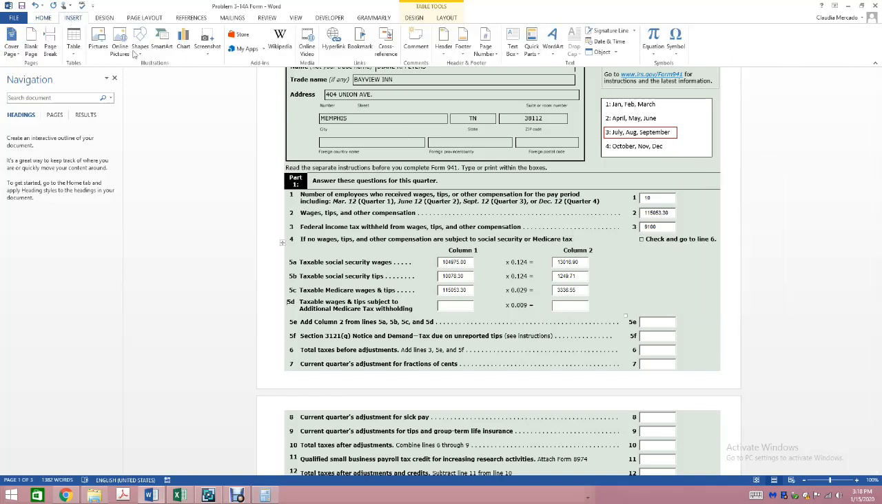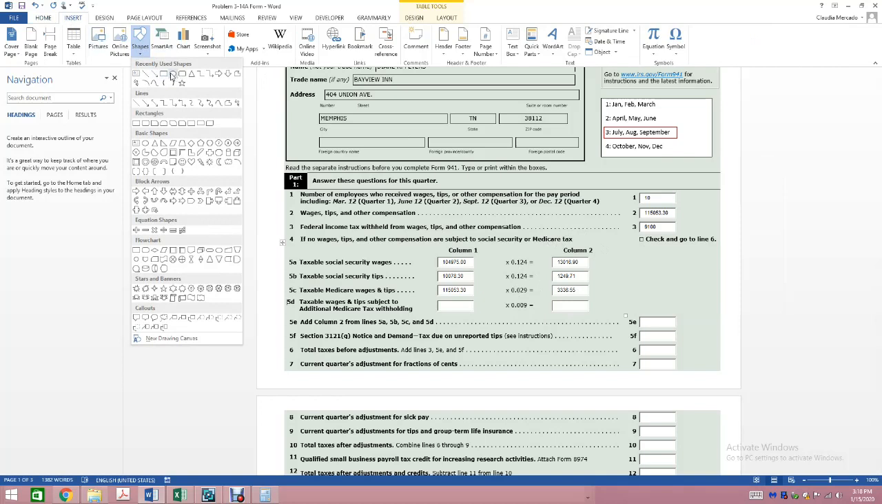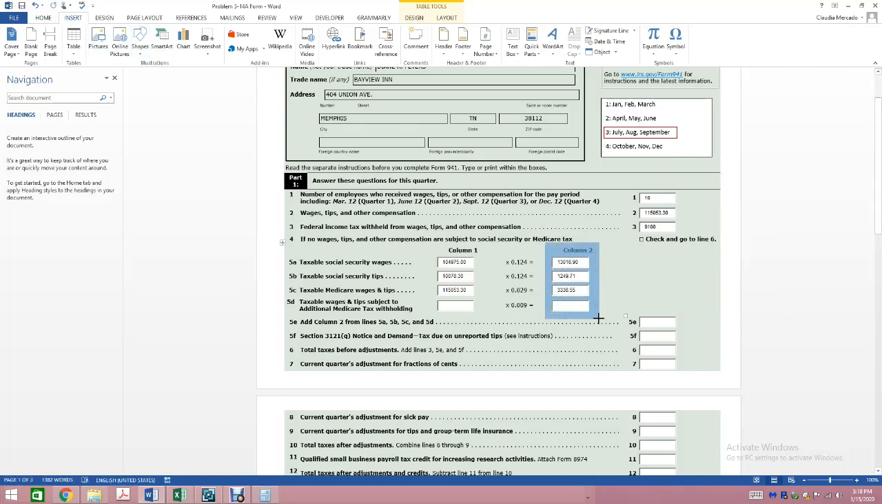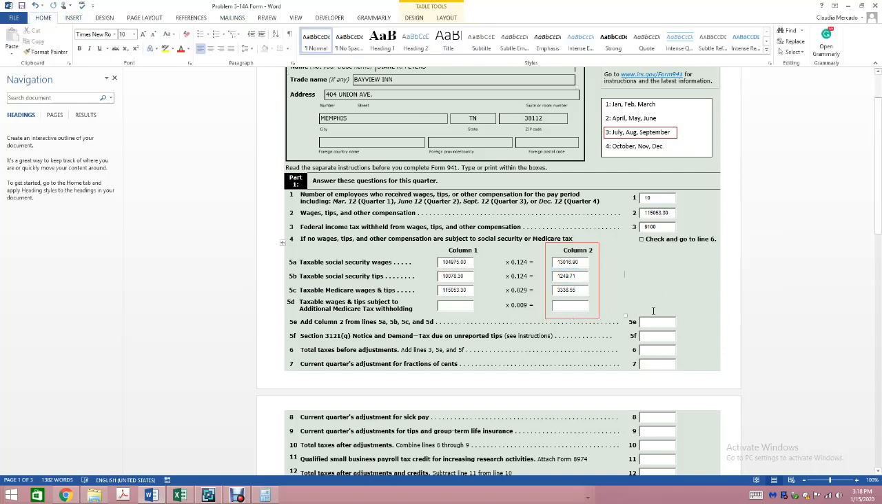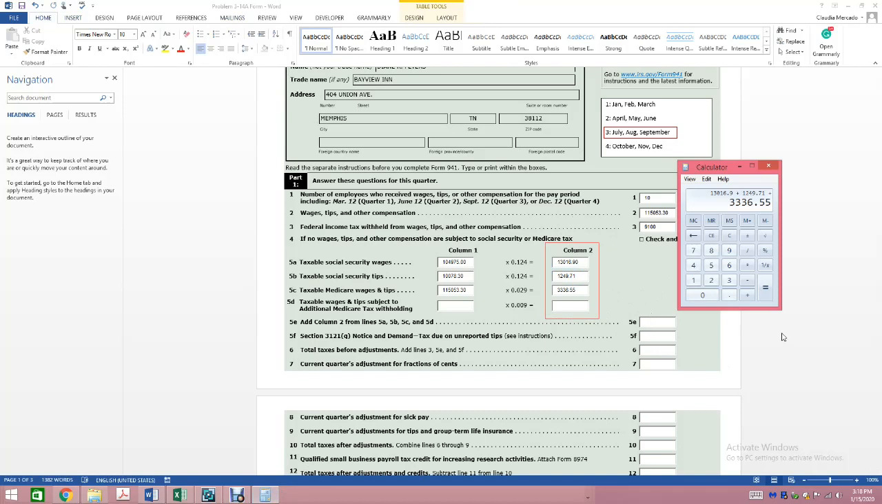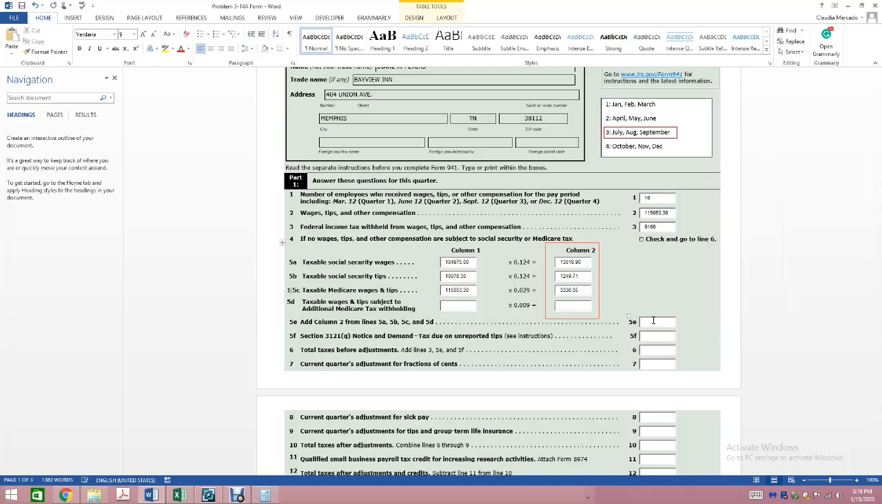Okay. Let me show you. I am adding column 2. I'm adding that. And my calculator shows me a total of, I guess I didn't add them. Okay. 13,016.90 plus 1249.71 plus 3,336.55, 17,603.16. Okay.